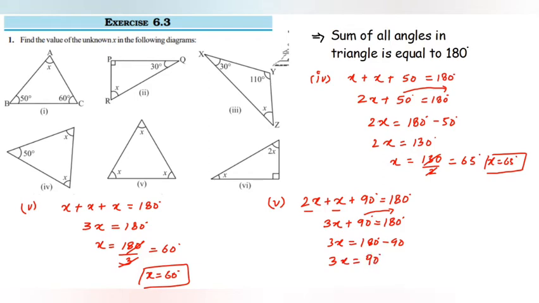Now from here we can say x is equal to 90 upon 3. We're transposing 3 to the other side. Now after cancelling, we'll get x value is equal to 30. So therefore x is equal to 30 degree. So with this we have done the first question. We got the values of x. Now we'll go to the second question.